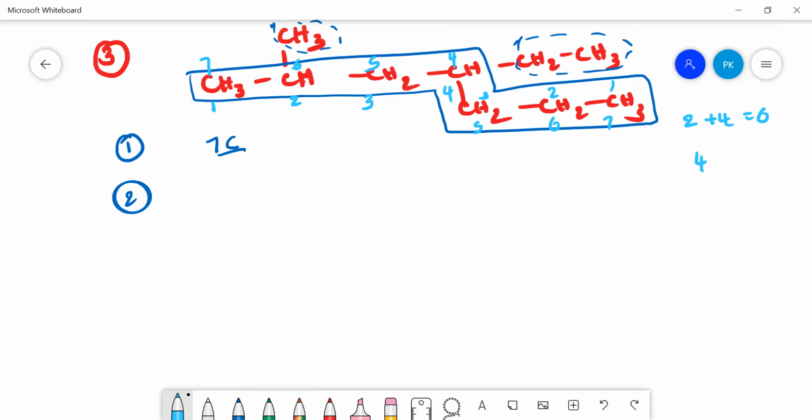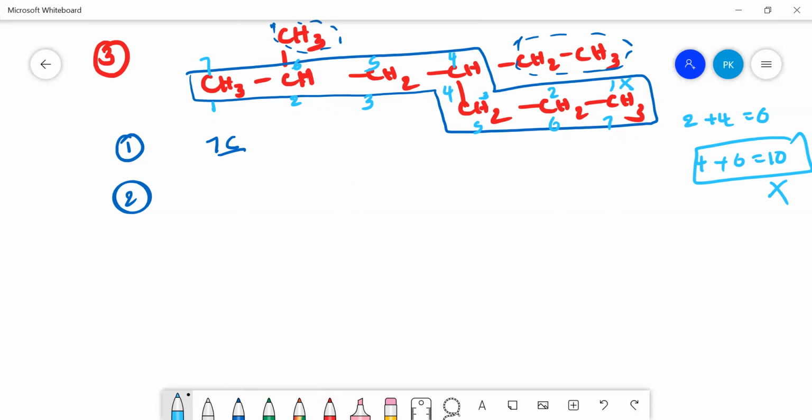On the fourth carbon we have ethyl, plus on the sixth carbon we have methyl. So that is 10. See, the least sum rule you have to follow. According to the least sum rule, this is the wrong way of giving numbering 1, 2, 3. So don't follow this one. Only follow this one and write the name now.